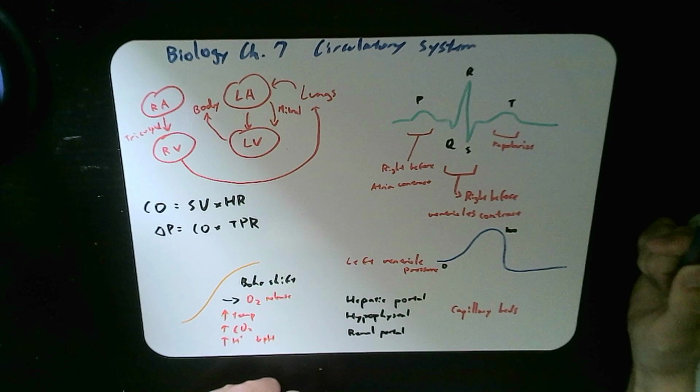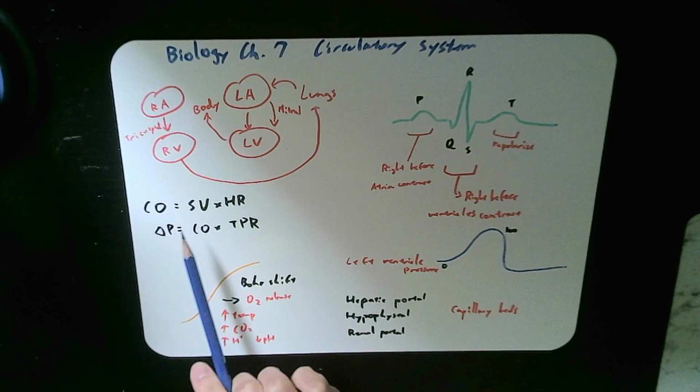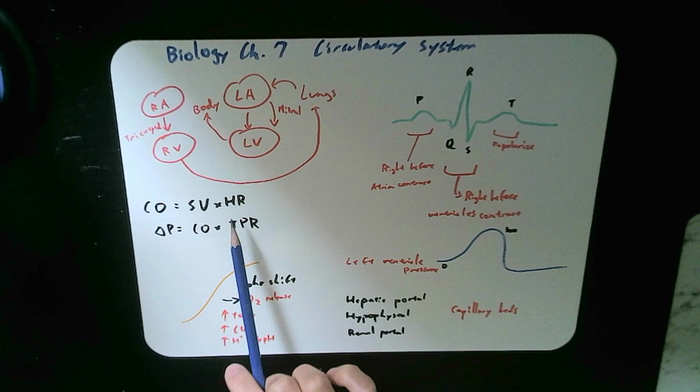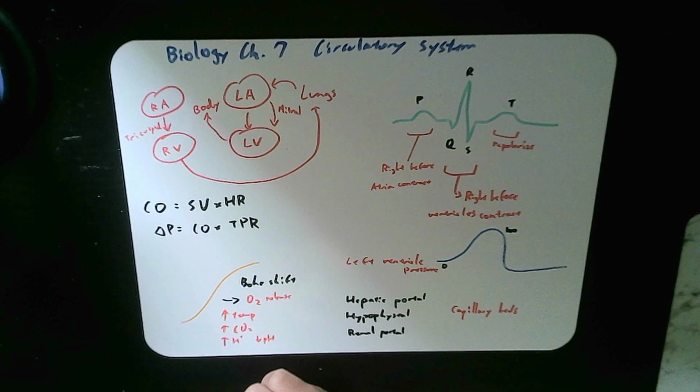Now, these equations: cardiac output equals stroke volume, so the volume of blood being sent out at a time, times heart rate. Heart rate could be 60 beats a minute, probably higher, 100 beats per minute, and then multiplied by stroke volume, and you get your cardiac output.